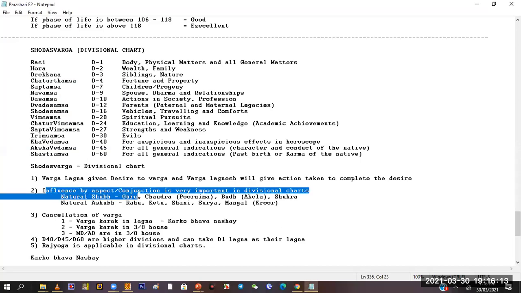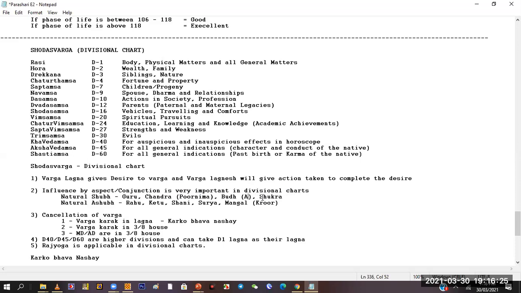Influence by aspect and conjunction is very important in divisional charts. Natural Shubh planets are Guru, Chandra (when Purnima), Buddha (when alone), and Shukra, that is Venus. And natural Ashubh planets are Rahu, Ketu, Shani, Surya, Mangal. And we all know their aspects.